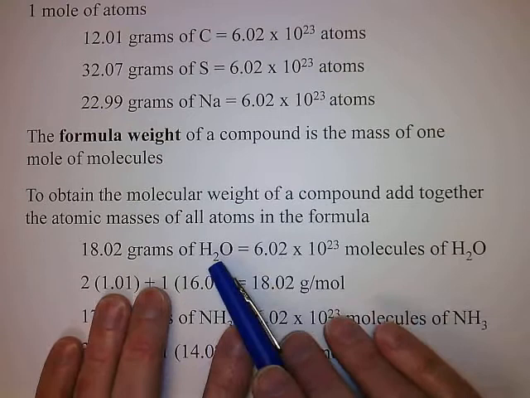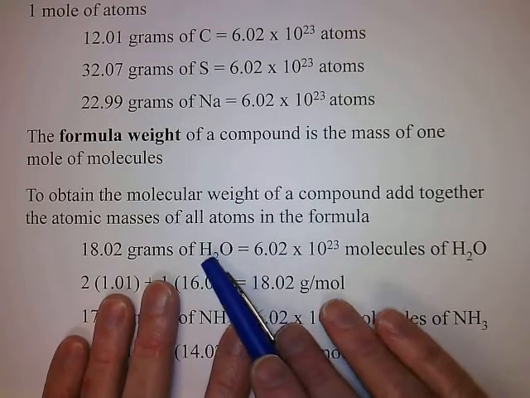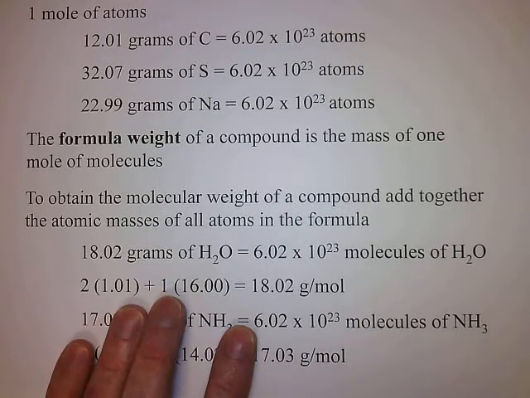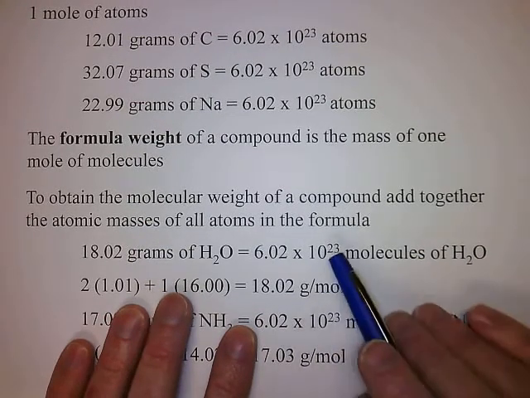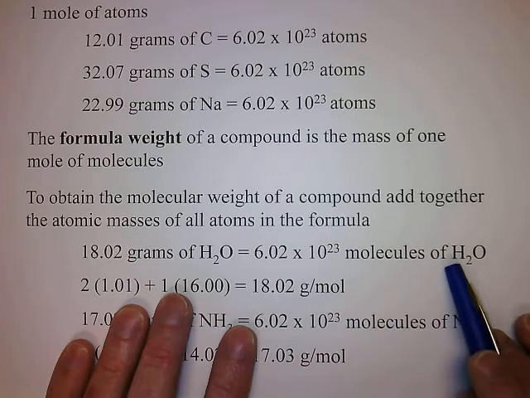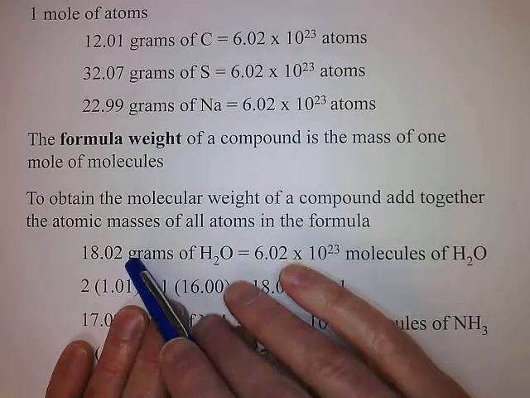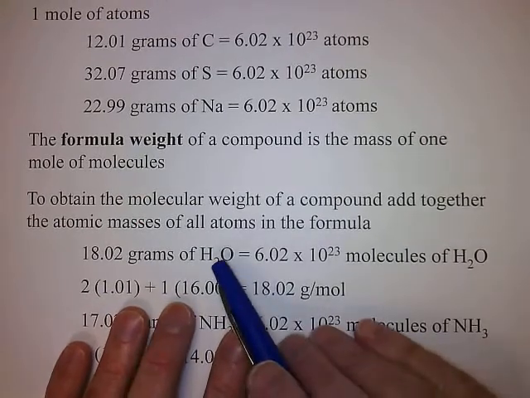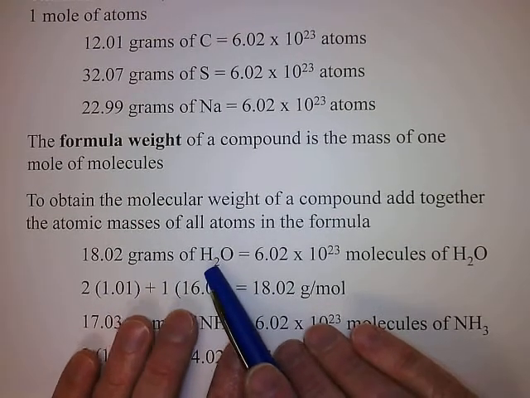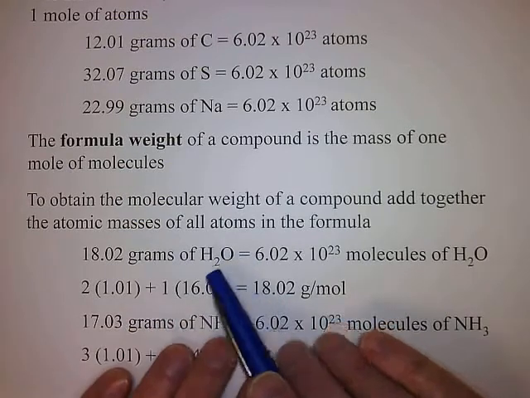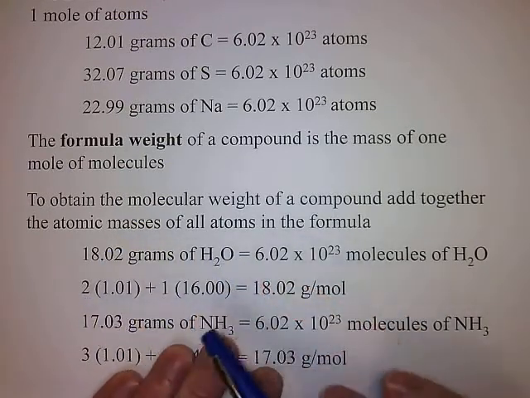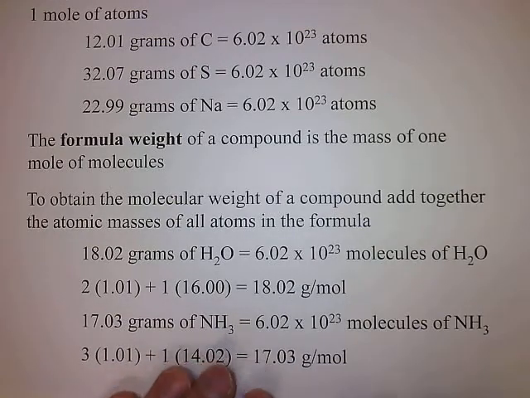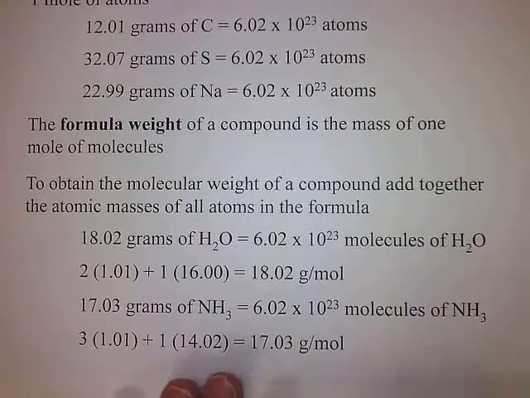So for example, let's look at water, H2O, right? 2 hydrogens and 1 oxygen. What mass is required to get a mole of water molecules? It comes out to be 18.02 grams. So how did I get that? You take the mass of 2 hydrogen atoms and 1 oxygen atom, right? So 2 times 1.01 plus 16 is 18.02 grams per mole.